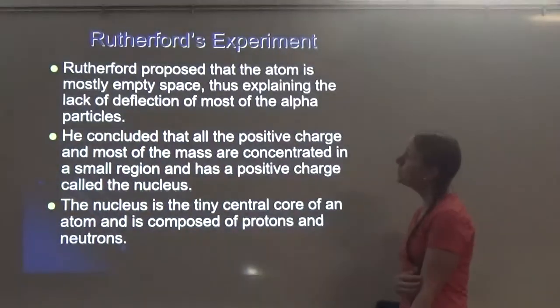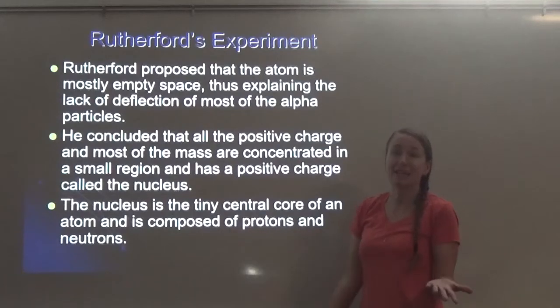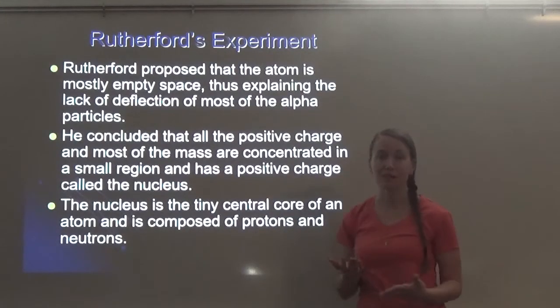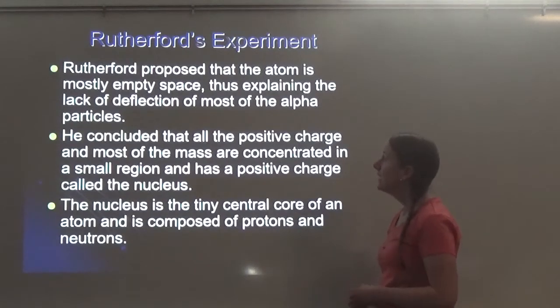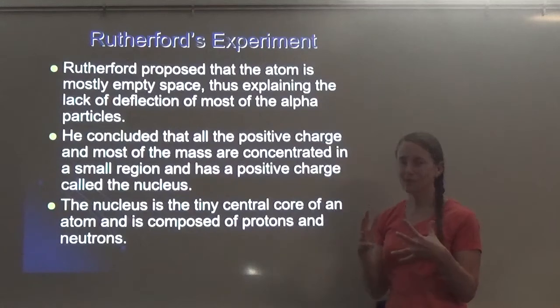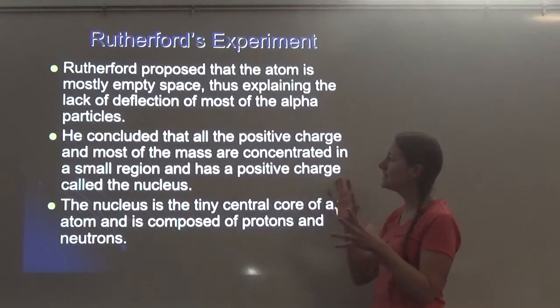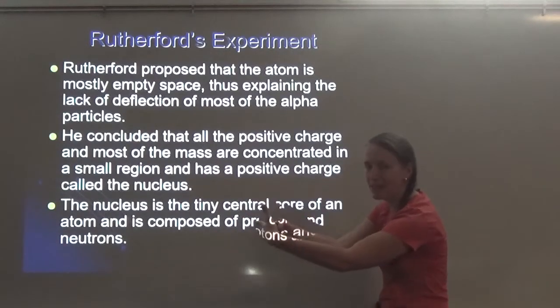So Rutherford proposed that since most of them just passed straight through, they didn't hit anything. So he proposed that most of the atom is actually empty space, and that is what we now know as the electron cloud. He concluded that all the positive charge must be concentrated and have a high mass in the middle of the atom. And that's why some of them literally hit and bounce back.